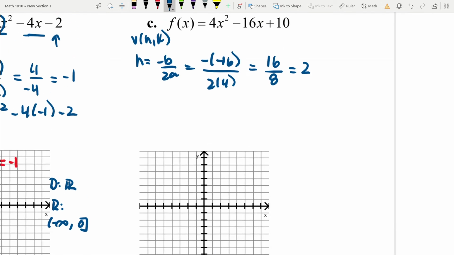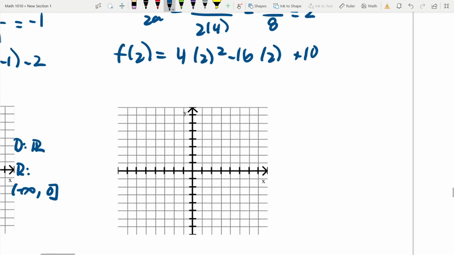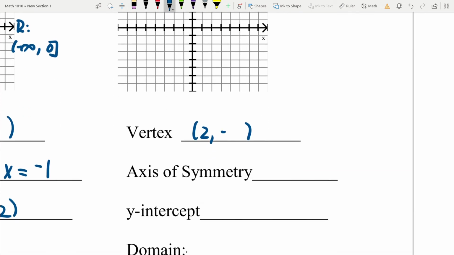Then I'm going to come right here and I'm going to go f of 2 is 4 times 2 squared minus 16 times 2 plus 10. Okay, grab your calculator. 4 parenthesis 2, close it, x squared, minus 16 parenthesis 2, close it, plus 10, hit enter, and I get a negative 6. So I know my vertex is positive 2, negative 6. I know the axis of symmetry is x equals 2.